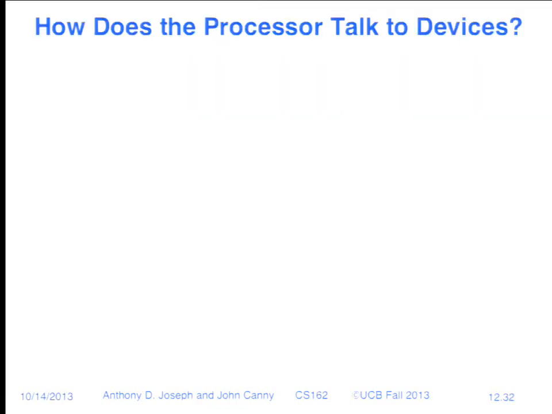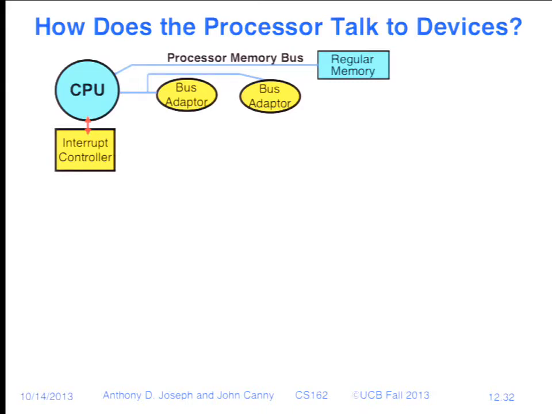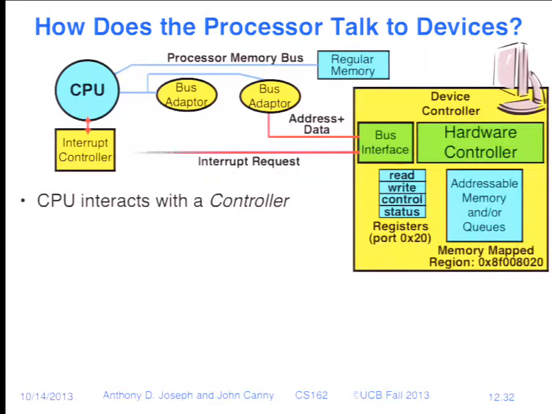All right, so let's quickly look at the communication from processor to device. And here is where we're getting into the details of direct memory access. The CPU is interacting with a controller in the device. The controller typically has some control registers that specify the type of operation you want to do.